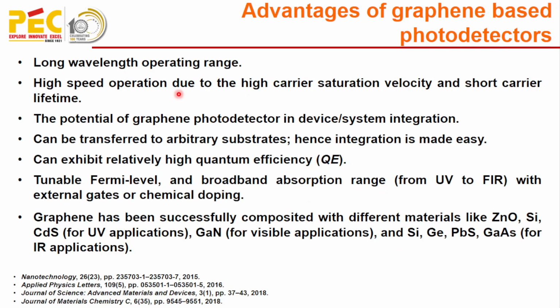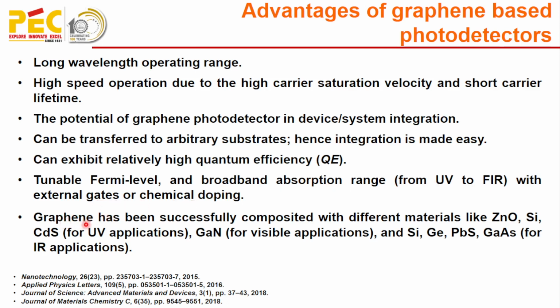So graphene photodetectors will offer a high wavelength operating range. They will have high speed operation due to their high carrier saturation velocity and short carrier lifetime. Graphene photodetectors have potential in device and system integration, since they can be transferred to any substrate, so integration is easy. They will exhibit high quantum efficiency. We can tune the Fermi level, and we can tune the broad absorption of the graphene from ultraviolet to far infrared by applying an external gate and doping.